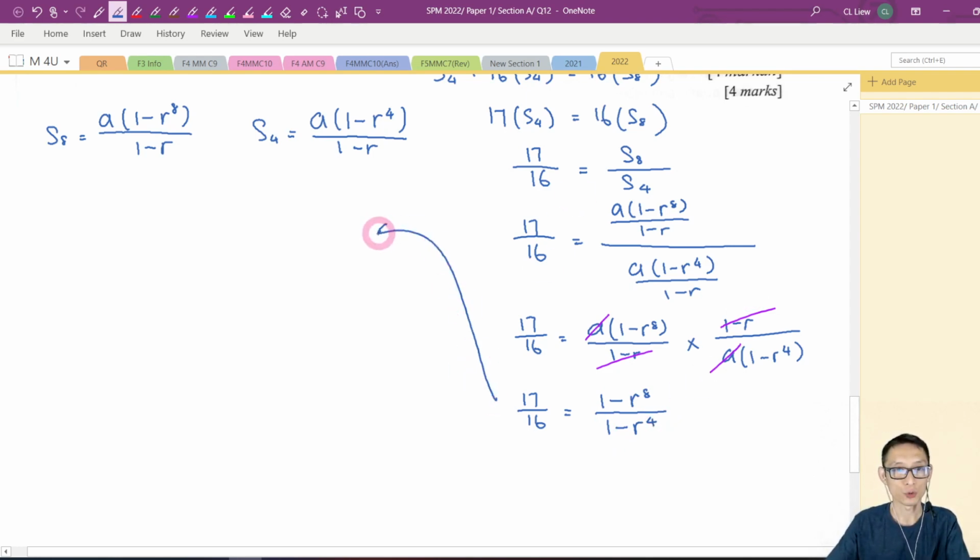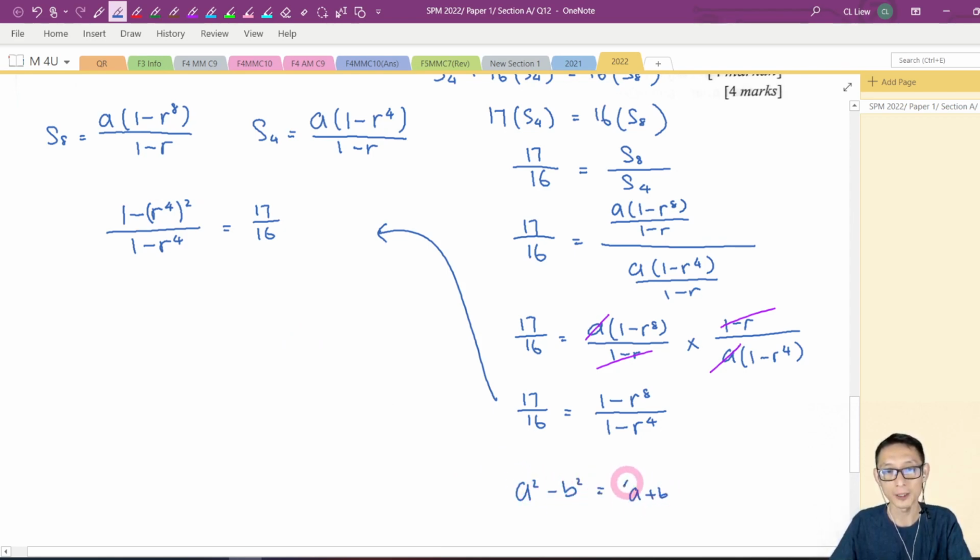Okay, how to continue doing it? So this one, 1 minus r power 8, I actually can change it become 1 minus r power 4, power 2. Okay, and this is 1 minus r power 4. I only change the way of writing the r power 8. I do not change values. This one still r power 8. But why do I want to do so? Okay, because I want to use this formula. A squared minus b squared is equal to a plus b times a minus b, right? So later on I can simplify with the 1 minus r power 4.